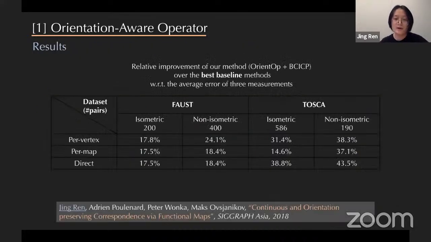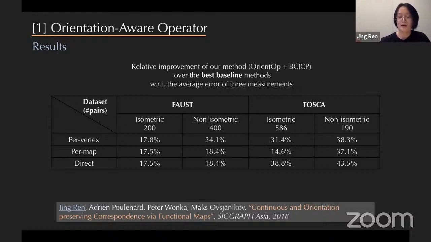Also in the same paper, we propose a new refinement method called BCICP, short for bijective and continuous ICP. This refinement method is purely heuristic. We just try to promote the bijectivity or continuity of the input maps. So we combine this new regularizer to promote the orientation together with a refinement method.